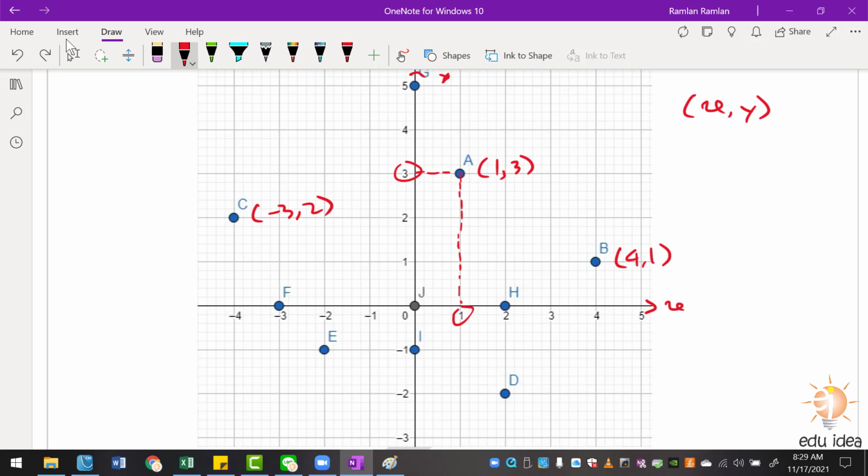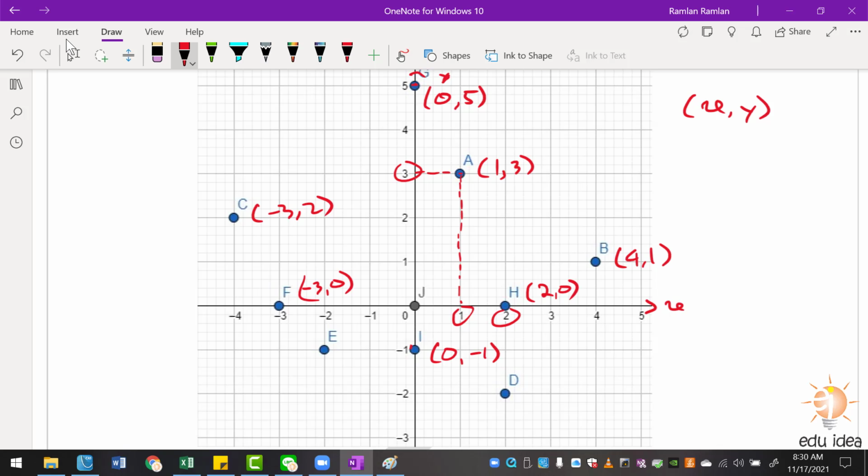Whenever a point is on the x-axis, the y value will always be 0. So this is minus 3, 0. The same thing with H, which is on the x-axis, so this is 2, comma 0. Then G and this I point, both of them are on the y-axis, so this is 0, 5. Whenever a point is on the y-axis, the x value equals 0. So this is also 0, minus 1.